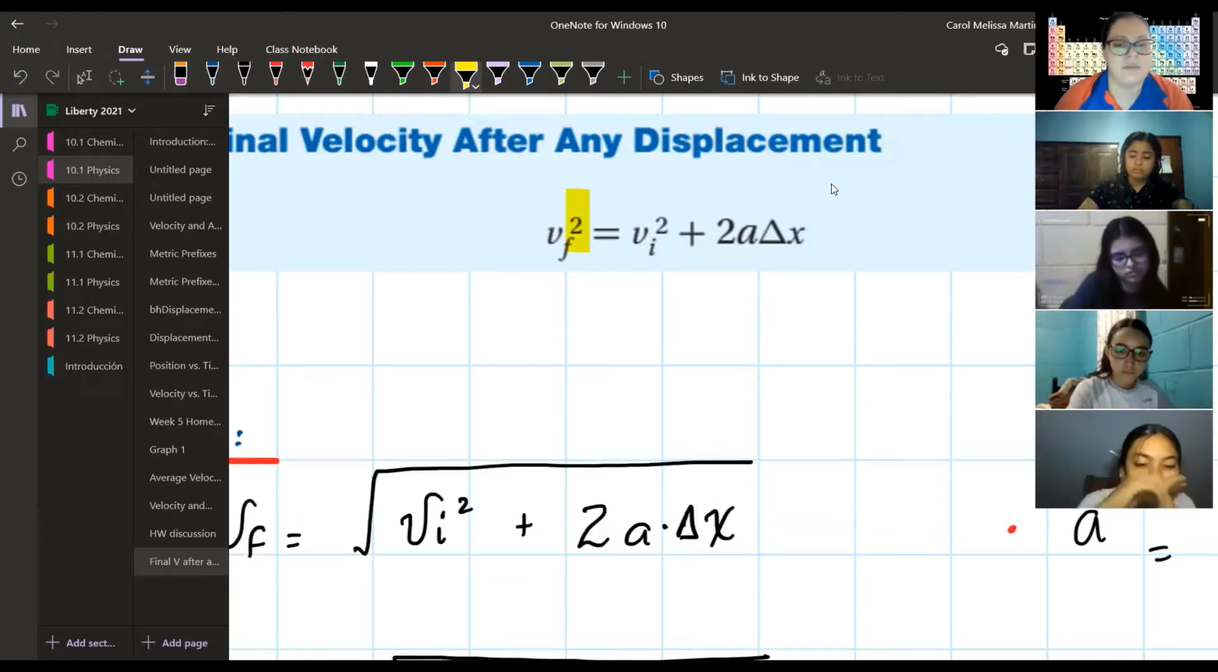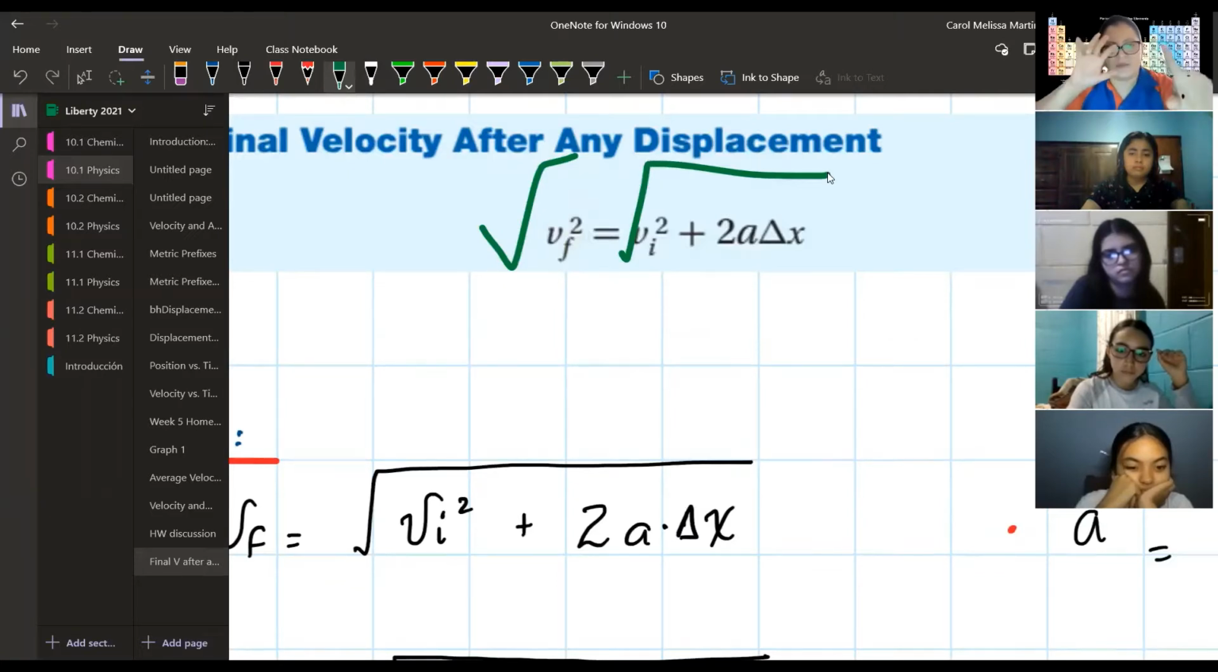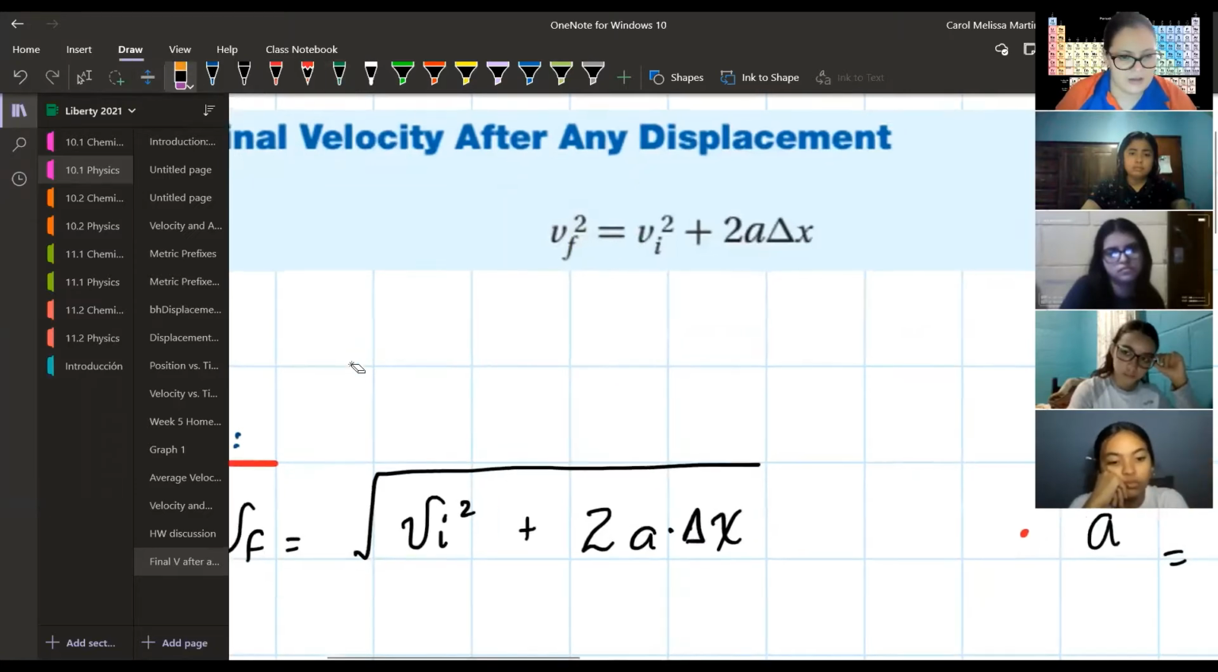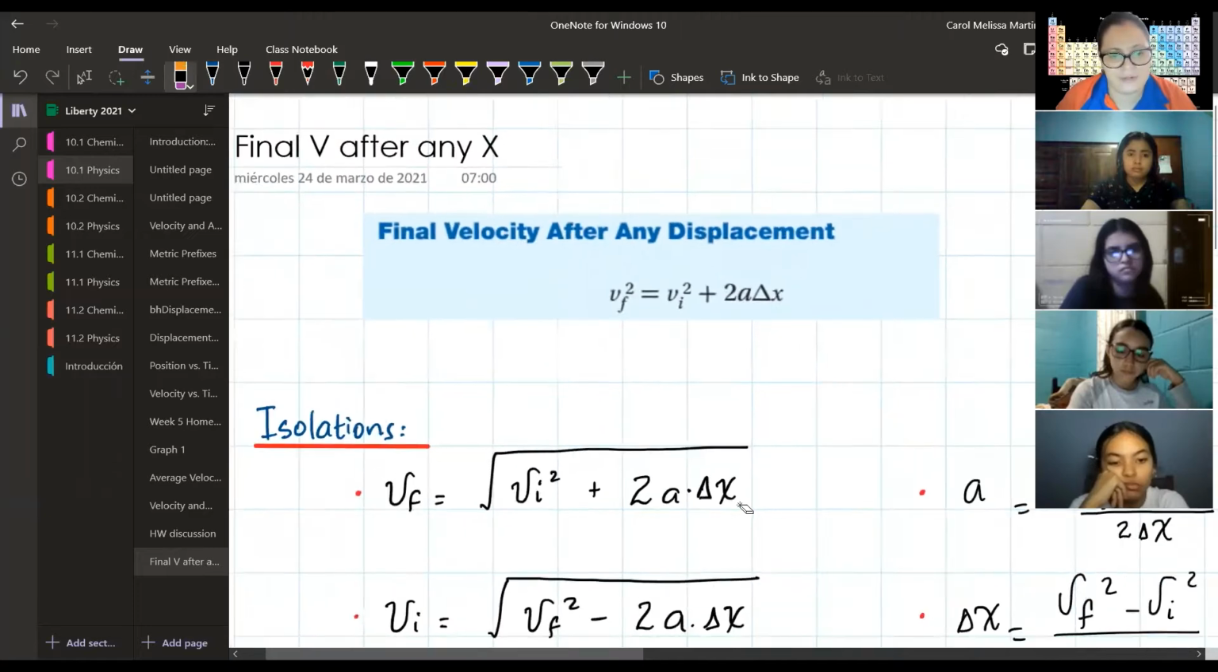As you learned in math, to get rid of second powers, what you do is you apply a square root, okay? So you apply the square root in both sides of the equation, and you can still have the same equality. This is exactly what I did to get my isolation ready for final velocity.